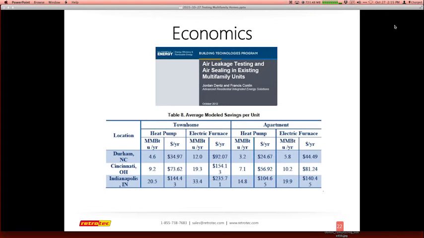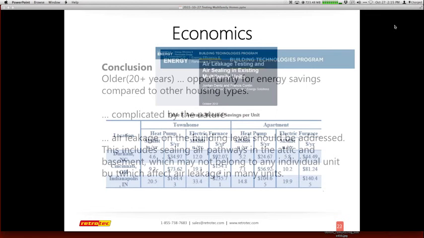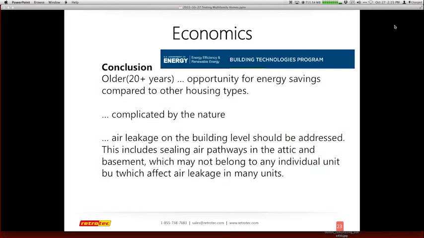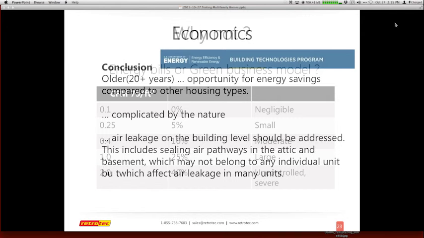This PDF document has a lot of great information about the slides that I have here. They have a conclusion that even if it's over 20 years, there is a great opportunity for savings compared to other housing types. There are lots of things that make them very complicated, and air leakage should be addressed between units or in general, because they felt that was one of their most significant issues in terms of reducing energy costs.